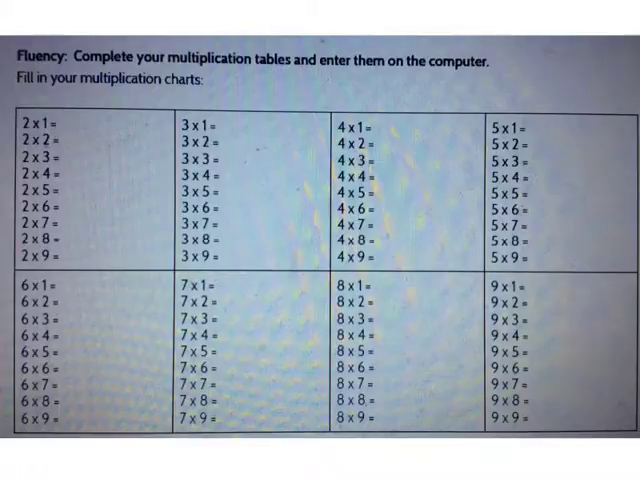Now let's quickly complete our multiplication tables. Go ahead and fill in the multiples of 2 on your paper, then enter them on the computer. Check to make sure your multiples are correct. Now write the multiples of 3, then enter them on your computer.